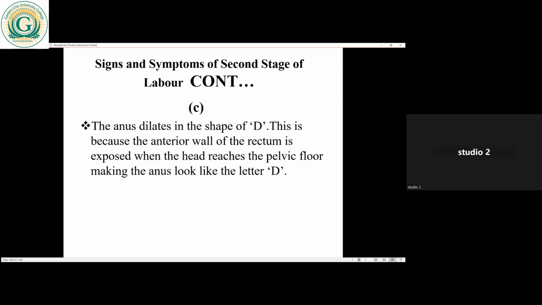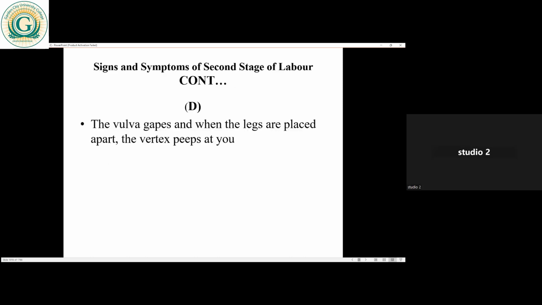When you look at the anus of the woman in the second stage, the anus is not round again, because the anterior wall of the rectum is exposed when the head reaches the pelvic floor, making the anus look like a T. Then you realize that the vulva gapes. So when the legs are placed apart, the vertex is seen.